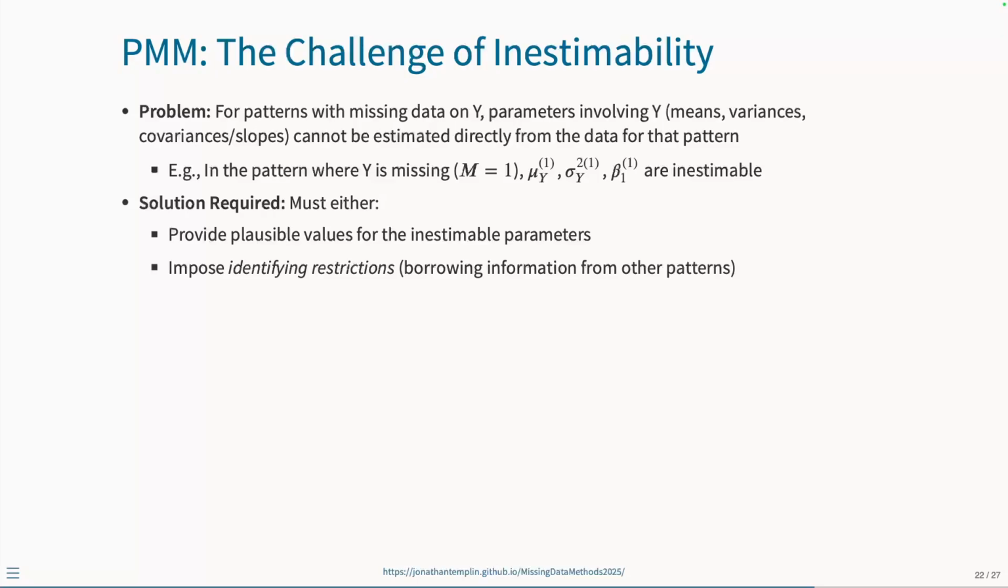For patterns with missing data on Y, parameters involving Y cannot be estimated from data for that pattern. So when Y is missing, you can't get the mean of Y. You can't get an estimate of the variance of Y. So either you have to provide plausible values for those inestimable parameters, or you have to put additional identifying restrictions for borrowing information from other patterns. Still not good, right?